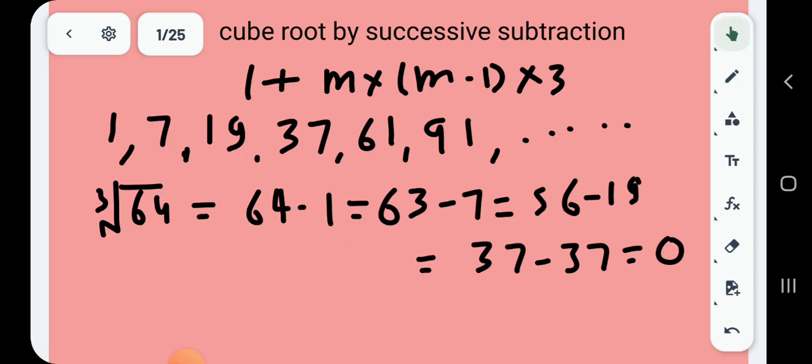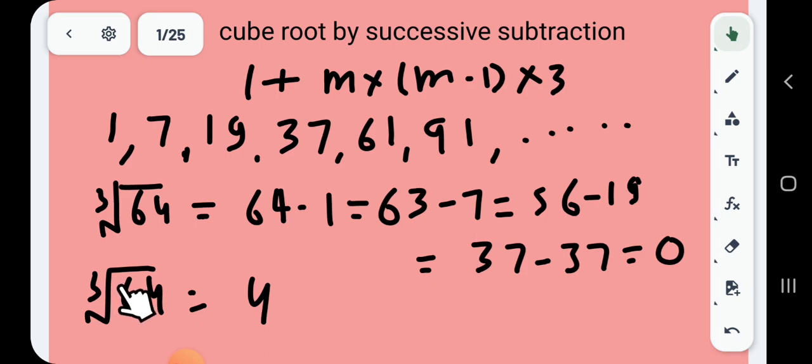So you just keep subtracting these numbers from the given number whose cube root you have to find, till you get 0. Check after how many steps you get 0: 1, then 2, then 3, then 4. It means after subtracting 4 of these numbers, you get 0 here. So the cube root of 64 is 4. This is how we use this formula to find the cube root of a given number by the successive subtraction method.